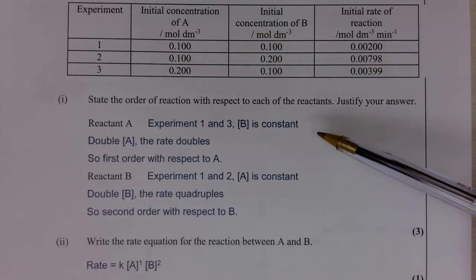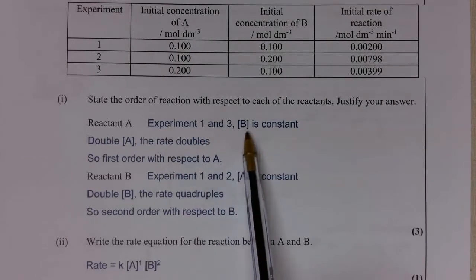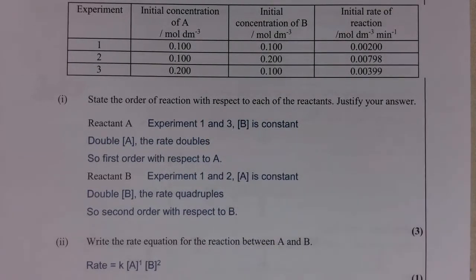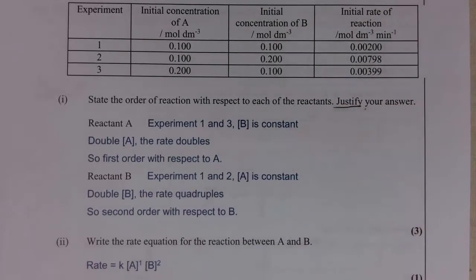And it's important in these ones that we state what we're doing. So we're looking at experiments 1 and 3, where concentration of B is constant, and we're working our way through that. So when it says justify your answer, it's very important that it is justified.